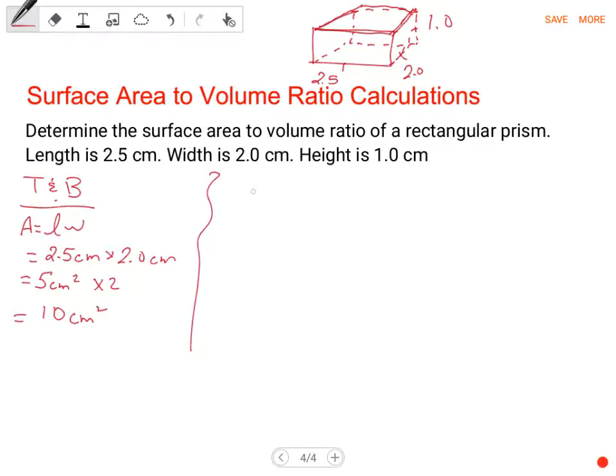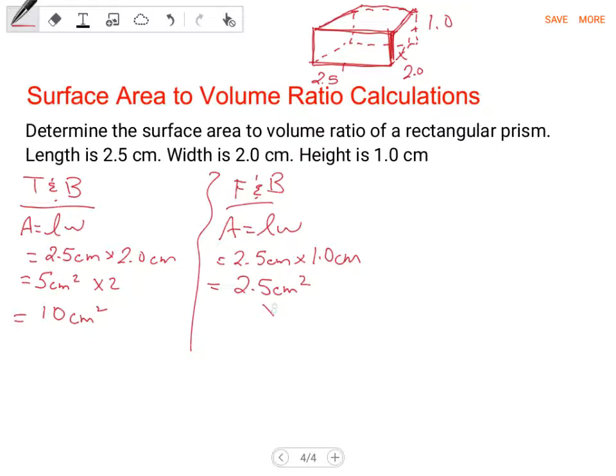Then let's look at the front and the back. Area equals length times width. So we're looking at the front of this prism now. It's going to be 2.5 centimeters times 1.0 centimeters. That's going to give you 2.5 centimeters squared. Now again, we have a front, we have a back, so that's going to give us 5 centimeters squared.